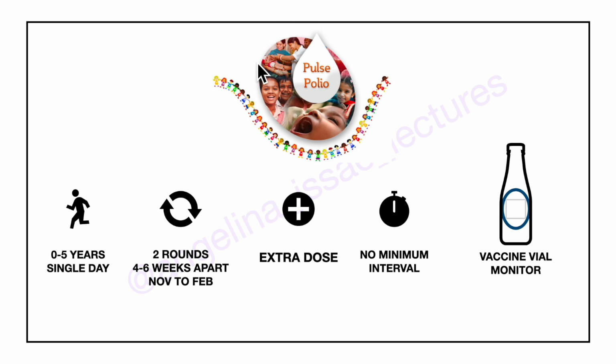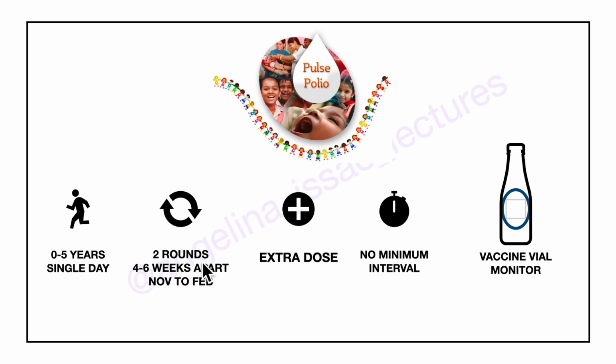Now let's learn about pulse polio immunization. Now the term pulse has been used to describe the sudden simultaneous mass administration of oral polio vaccine on a single day to all children from 0 to 5 years of age, regardless of previous immunization. That is the first point.